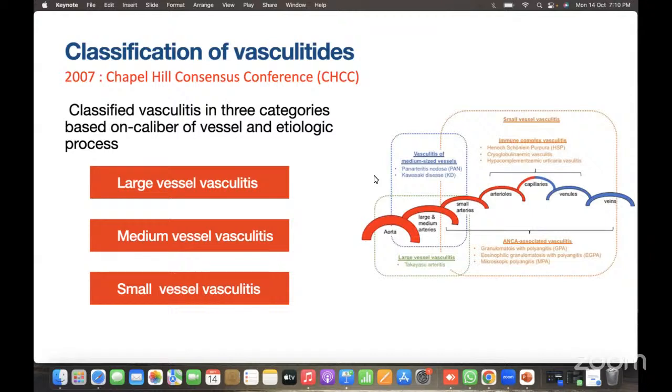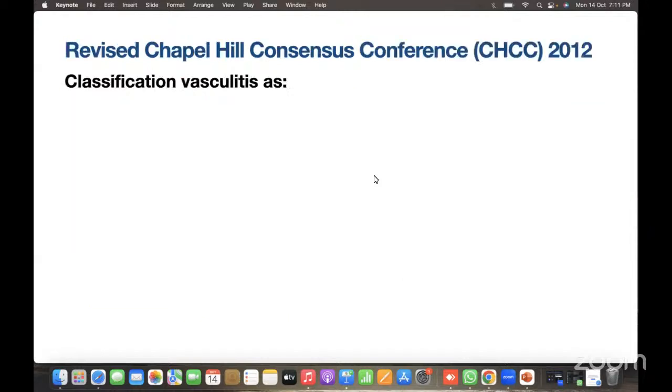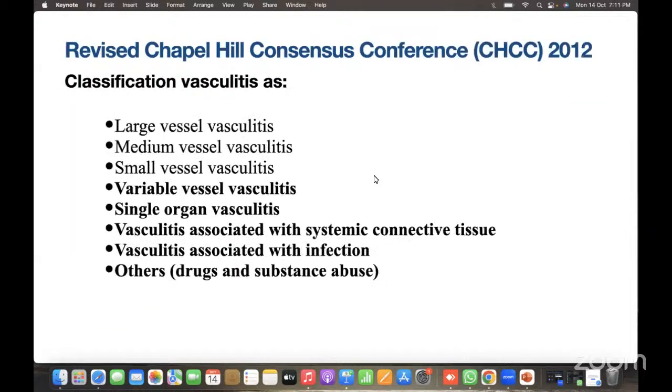But then they realized that there were many diseases in which both medium and large, or large to medium, or small and medium vessels are also affected, and not all organs are affected. So they reclassified it in 2012 as the following: large vessel, medium vessel, small vessel vasculitis were there. But they also said there are other varieties, variable vessel vasculitis, when any one of them can be affected, single organ vasculitis, vasculitis associated with systemic connective tissue, vasculitis associated with infections, and some other miscellaneous groups, including drugs and substance abuse. So we'll talk a little bit about each of them.